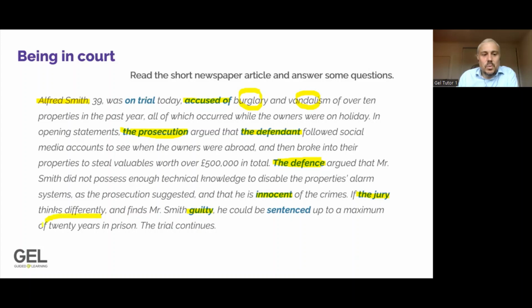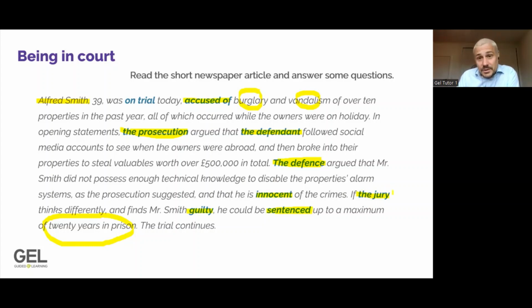The answer is 20 years in prison. The judge is the person who sentences the criminal. To sentence someone means to say what punishment they must do. For example, they might go to prison, or they might need to pay a fine. The jury is the group of people who decide if they are guilty or innocent, but the judge is the person who sentences the defendant, who chooses the punishment.